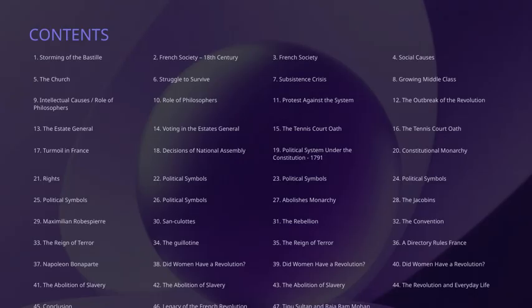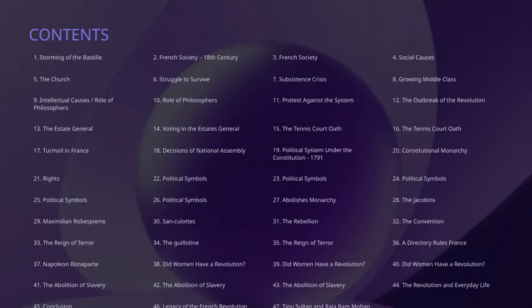Let's take a closer look at slide 2, which covers French society in the 18th century. During this period, society was divided into three main estates. The first estate, which was the clergy, the second estate, the nobility, and the third estate, which included commoners, artisans, farmers, and increasingly, the middle class.